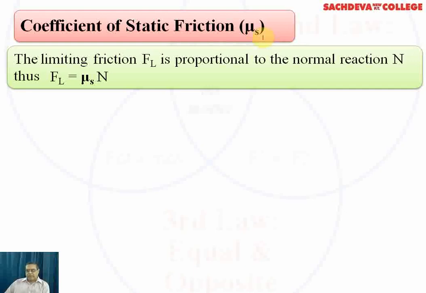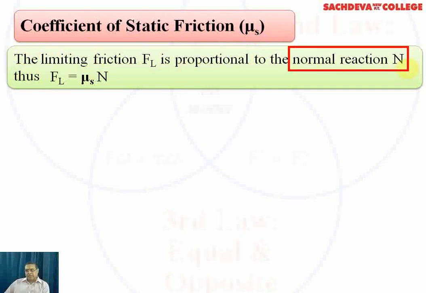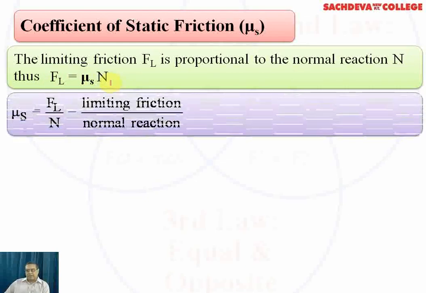Now we will put it in context. The limiting friction FL is proportional to the normal reaction N. Therefore, FL, that is the force of limiting friction, is equal to mu S multiplied by N, where N is the normal reaction and mu S is the coefficient of static friction. Now, mu S is equal to the force of limiting friction over the normal reaction.